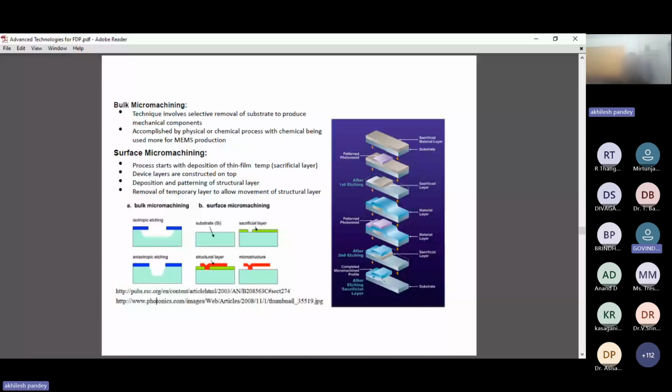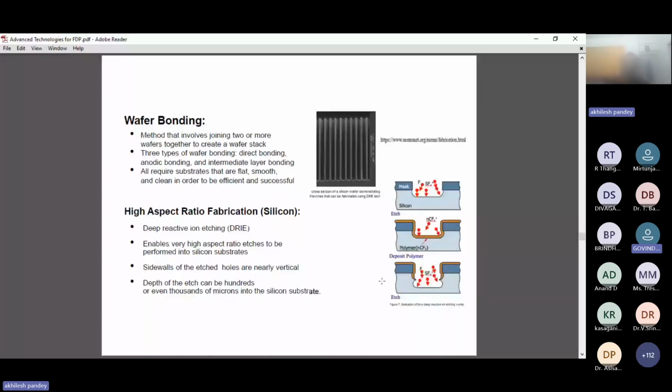Now, in the MEMS process, there is wafer bonding. Wafer bonding involves joining two or more wafers together to create a wafer stack. There are three types of wafer bonding: direct bonding, anodic bonding, and intermediate layer bonding. All require substrates that are flat, smooth, and clean in order to be efficient and successful.